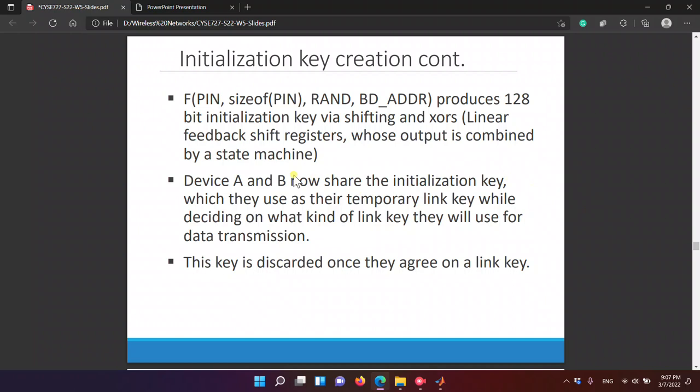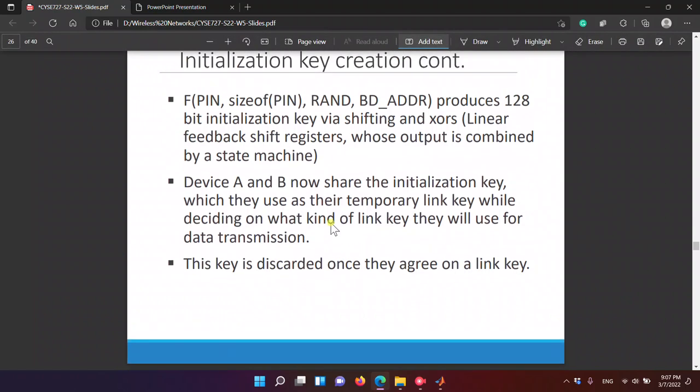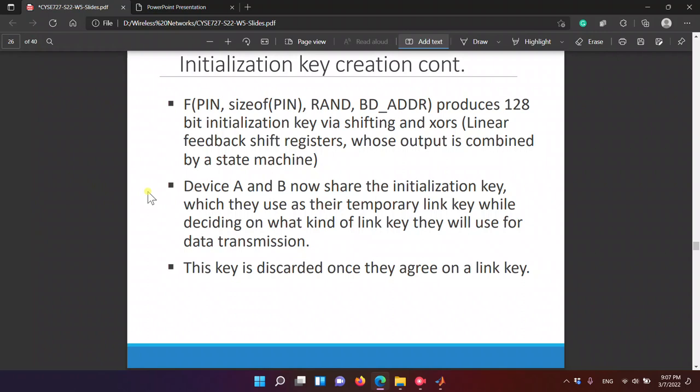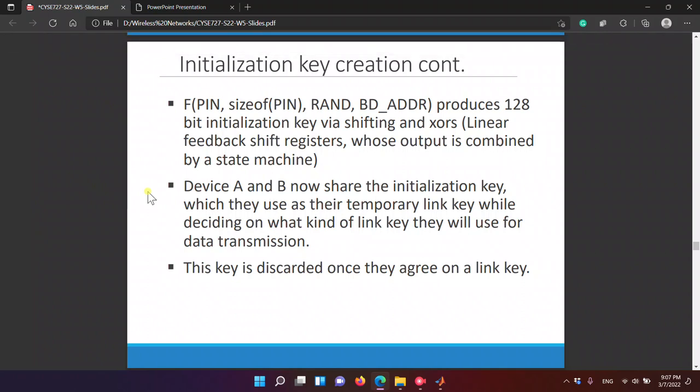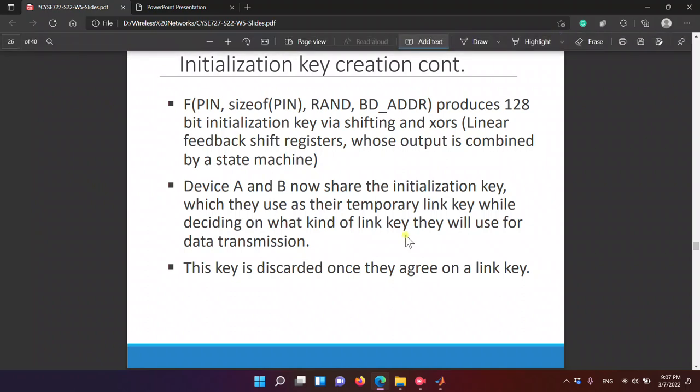Okay, I'm going to read the slide again. So devices A and B now share the initialization key, which is a function of PIN, size of PIN, random, and address. And they use it as their temporary link key while deciding on what kind of link key they will use for data transmission. The key is discarded once they agree on a link key. So this is a temporary key.